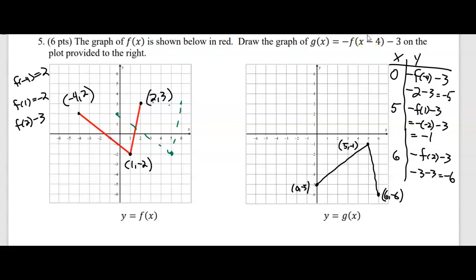Next up from the x would be the negative. Changing the y value is an x reflection. So then this stuff gets x reflected. This point goes up to here. This point goes down to here. This point goes down to there.